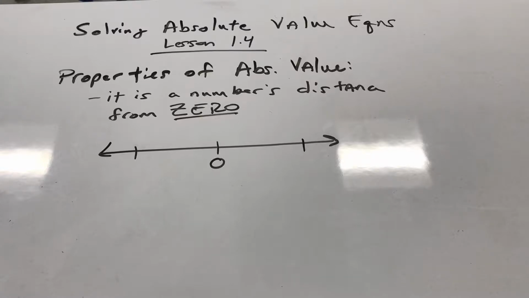All right, so here we are. We're going to look at solving absolute value equations. First, we want to talk about properties of absolute value. The definition of absolute value is that it is a number's distance from zero.